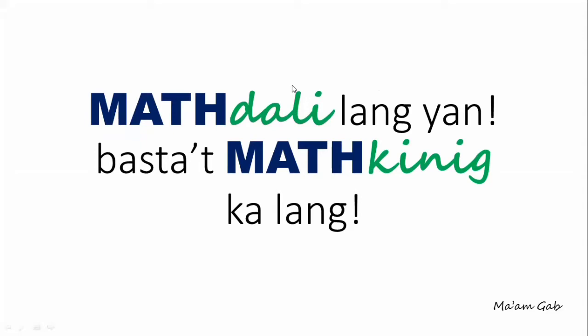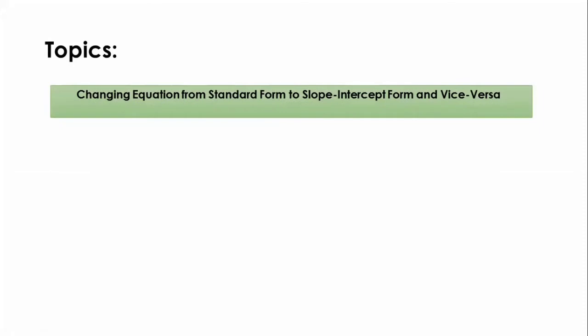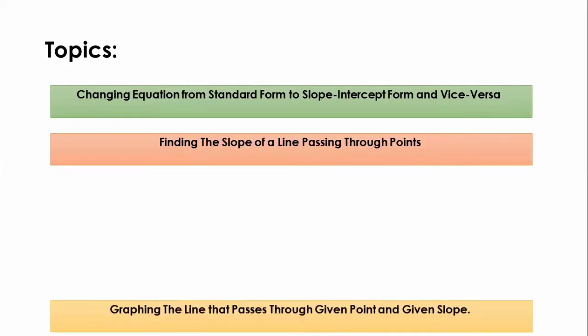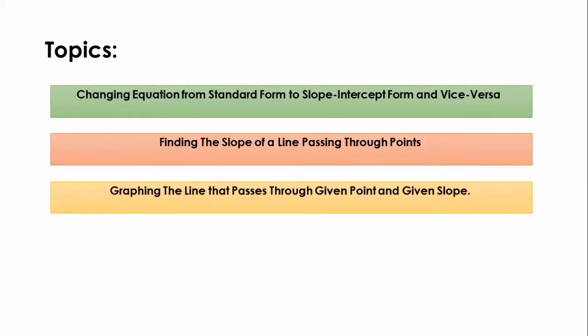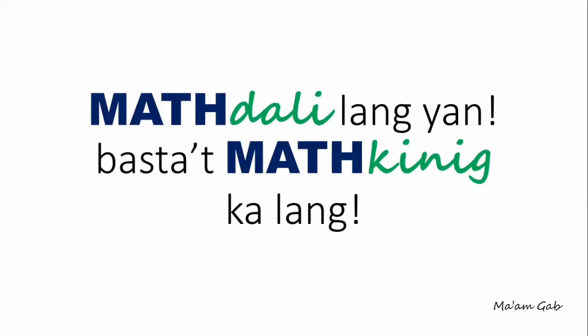So by the way, for today's video, we're going to discuss these topics. First is changing equation from standard form to slope-intercept form and vice versa. Next is finding the slope of a line passing through points and graphing the line that passes through a given point and given slope. Again, sinasabi ko, madali lang yan, basta't makinig ka lang.